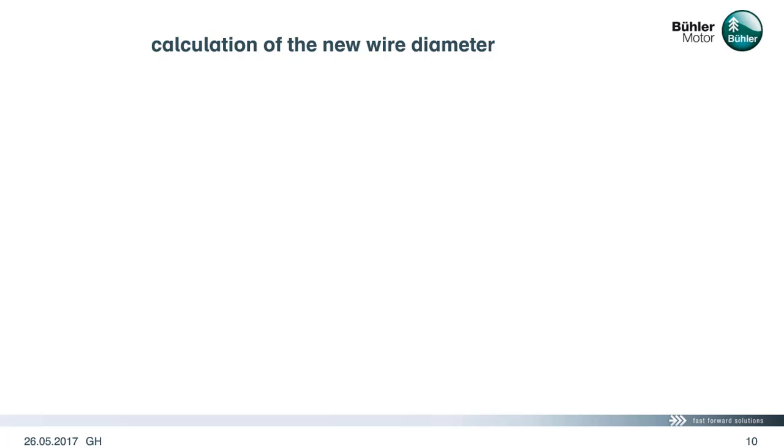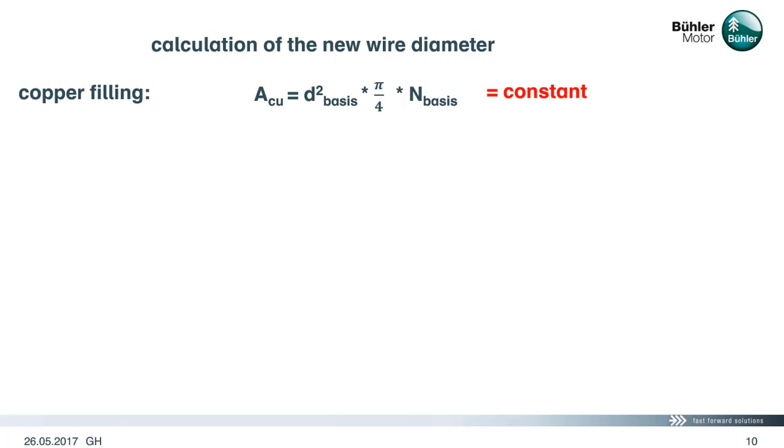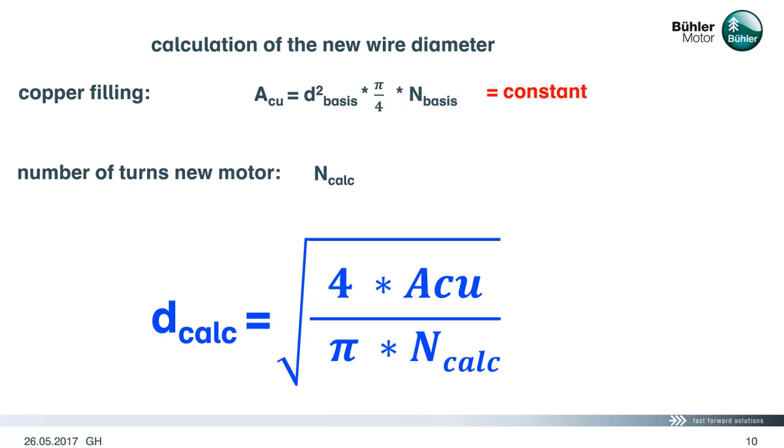After the calculation of the number of turns N sub calculated, we can calculate the new wire diameter. Using the copper filling A sub Cu, which is the wire diameter of our basis motor D square multiplied by pi divided by 4 multiplied by the number of turns of our basis motor N basis. Assuming that A sub Cu is constant and the new number of turns is N sub calculated, the formula can be changed to read: D, which is the new diameter of our new calculated winding, D sub calc, is the square root out of 4 times our copper filling A sub Cu divided by pi multiplied by the number of turns of our calculated motor N sub calculated.